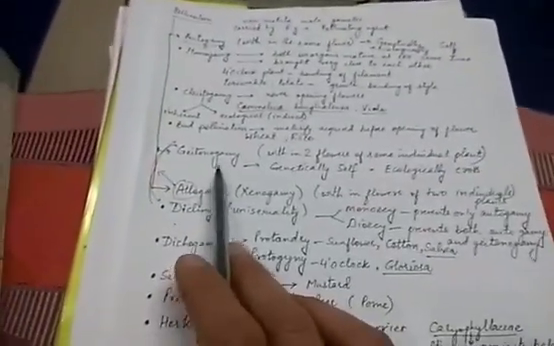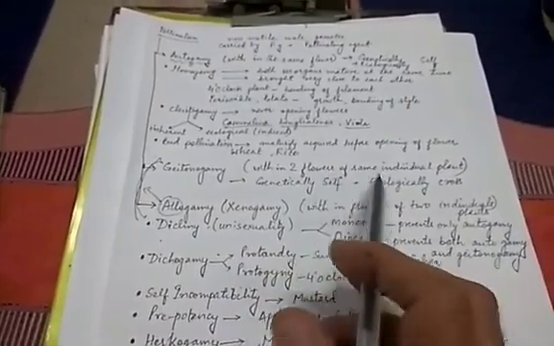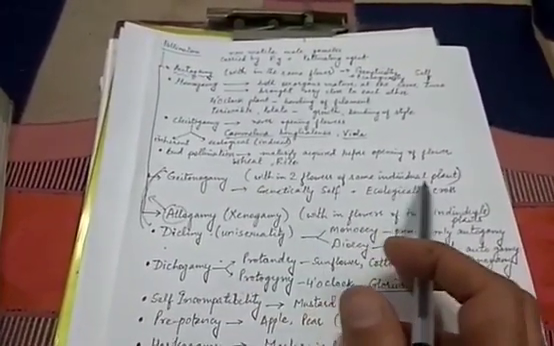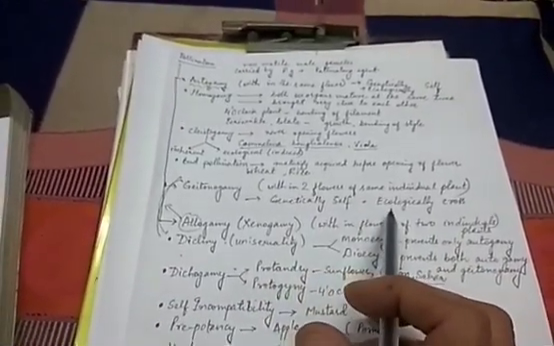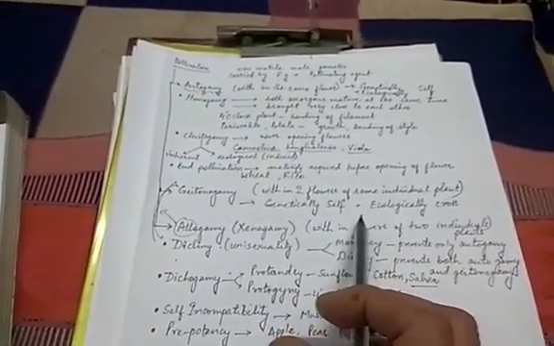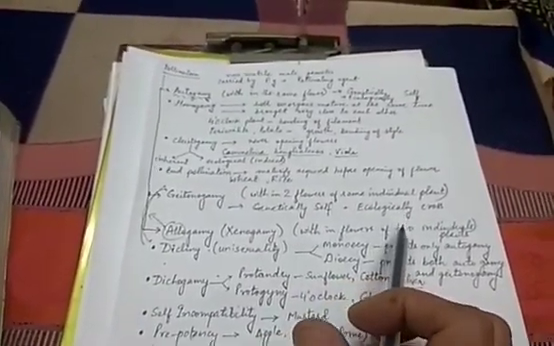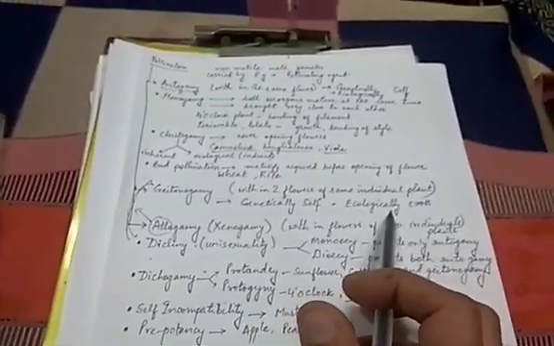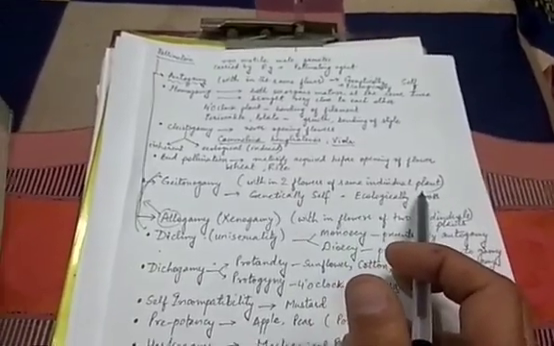The next type of pollination possible is geitonogamy. It takes place between two flowers of the same plant. So because it's the same plant again, genetically it is self-pollination, but because the pollen grains have to be carried from one flower to the stigma of another flower of the same plant, agents are required. That's why it is called ecologically a cross-pollination.